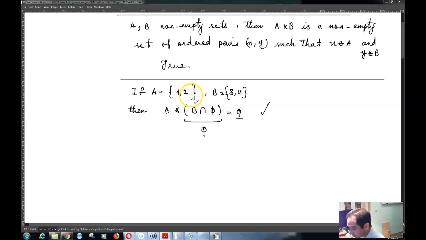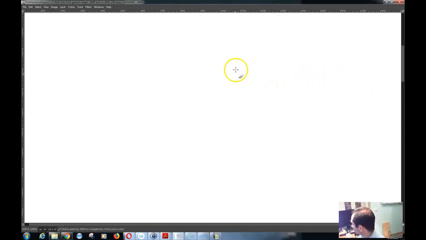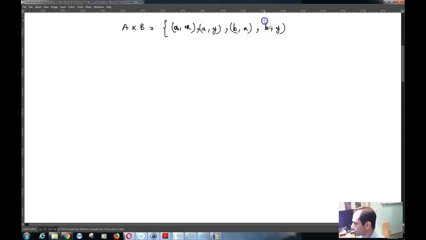There is another good question over here. Suppose that you have A times B, the Cartesian product of A and B, which is A comma X, A comma Y, B comma X, B comma Y. And you want to find A and B.